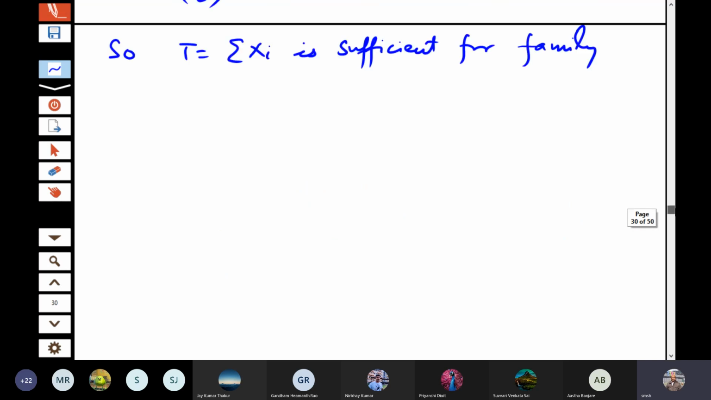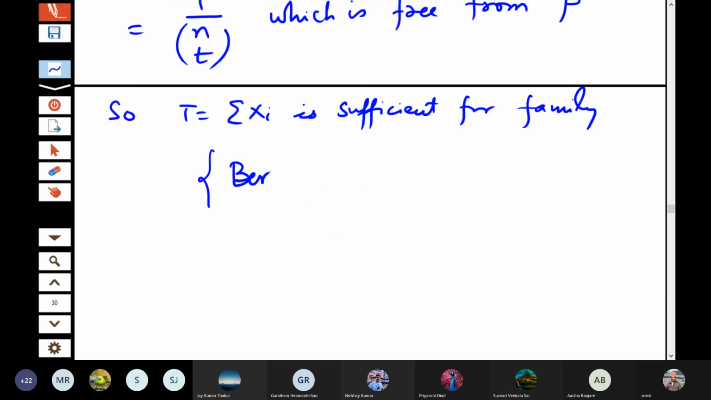For the Bernoulli family, this is sufficient. So if we consider the physical meaning of sufficiency, or the literal meaning of sufficiency, and we look at this corresponding statistical definition, there is some sense of justification for the definition. Because what you are saying now is that sigma xi is sufficient. So for doing any inference on p, it is enough if I have sigma xi. I need not keep the record of individual trials, isn't it?